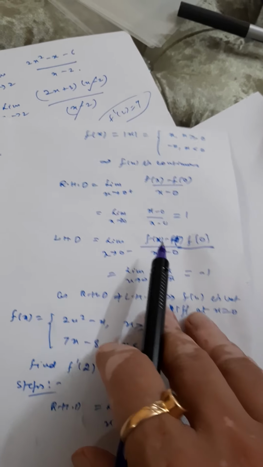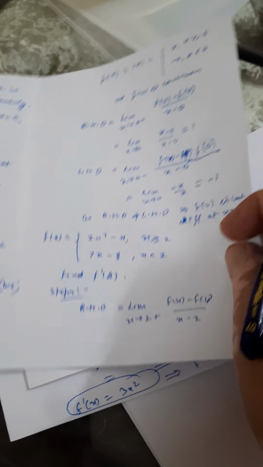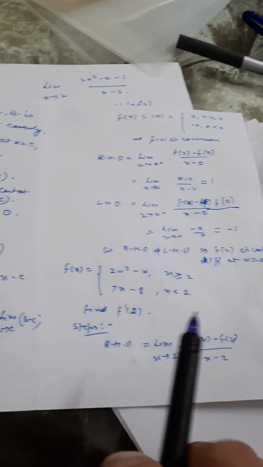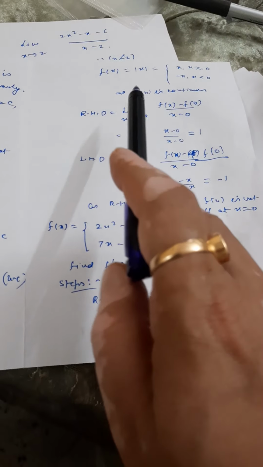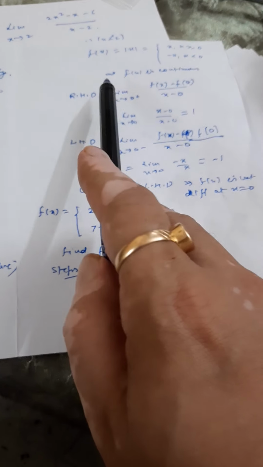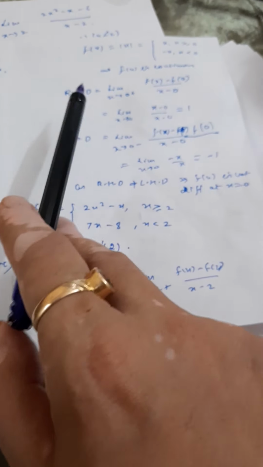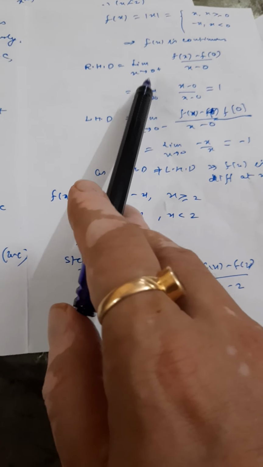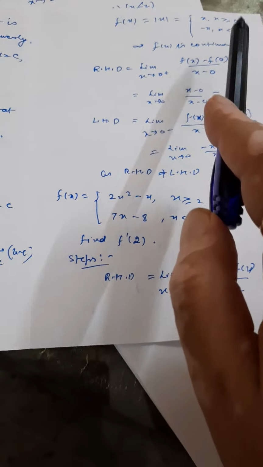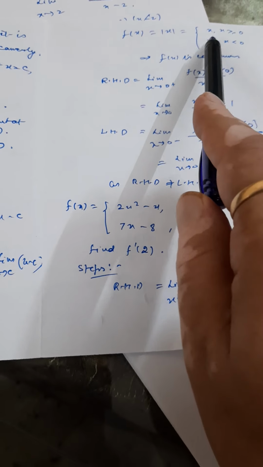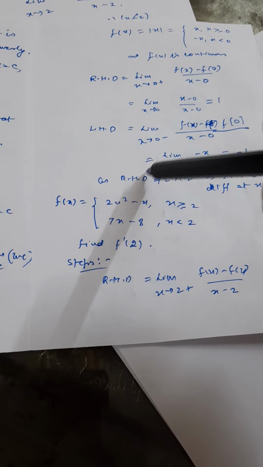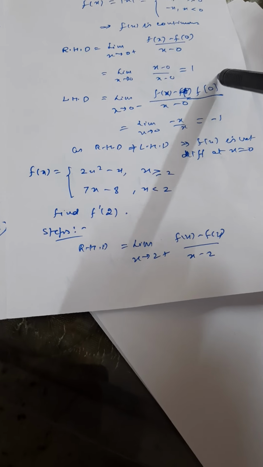That means a function can be continuous everywhere, but not differentiable. Take f(x) equals mod x, which is x if x is greater than or equal to 0, and minus x if x is less than 0. Now f(x) is continuous. The right hand derivative is limit x tends to 0 plus of (f(x) minus f(0)) upon (x minus 0). When x is greater than 0, f(x) is x, and f(0) is 0, so x minus 0 upon x minus 0 is 1.